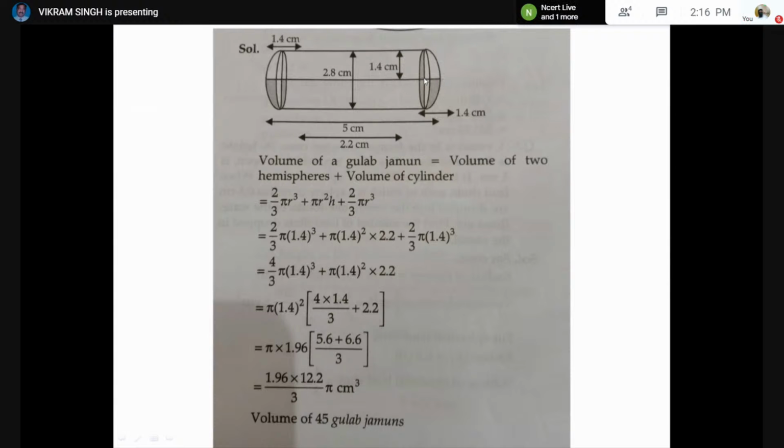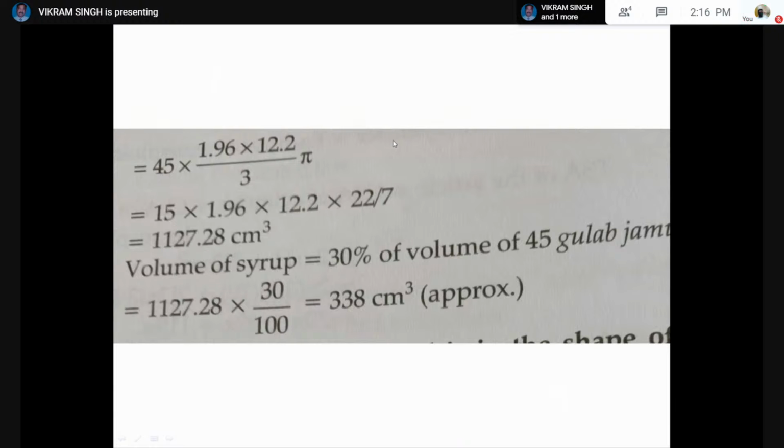So the height of the cylindrical portion will be 5 minus 1.4 minus 1.4. It means it will be 2.2. So it is indicated by the arrow 2.2. This 2.2 is the height of the cylindrical portion, and the radius of the cylinder will automatically be 1.4. This is not given in this PPT, but I made all the things clear.